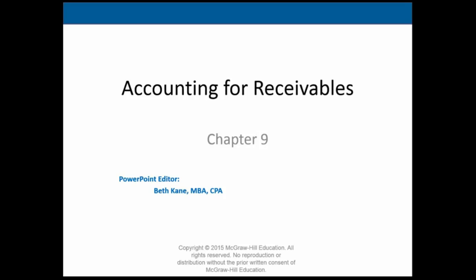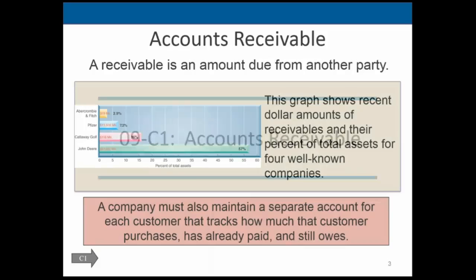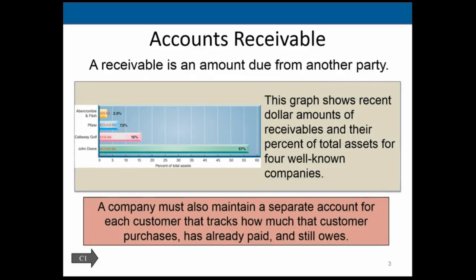In this lecture, we will talk about Chapter 9, Accounts Receivable. So, a receivable is an amount due from another party. Generally, why do we have a receivable? Because we made a sale on account for the most part, and therefore the individual owes us money. The client owes us money for work and/or something that they received in the past.